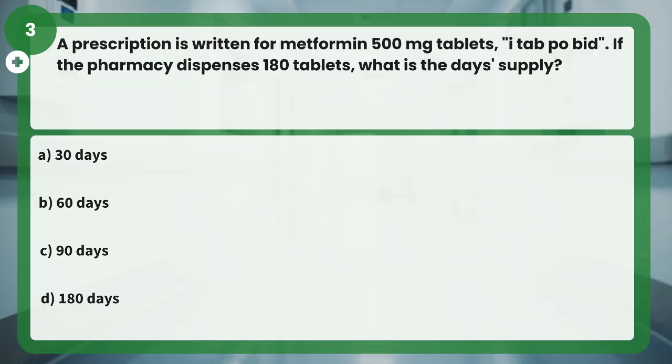Question 3. A prescription is written for metformin 500 mg tablets, 1 tab PO BID. If the pharmacy dispenses 180 tablets, what is the day's supply? A. 30 days. B. 60 days. C. 90 days. D. 180 days.